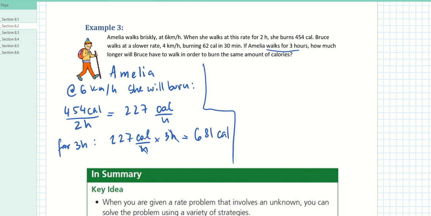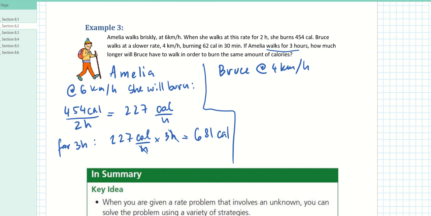All right, so now we know the amount of calories that Bruce has to match in order to have the same number of calories as Amelia. Now, Bruce is walking slower. So he's walking at 4 kilometers an hour, and burning 62 calories in 30 minutes. So 30 minutes is half an hour.